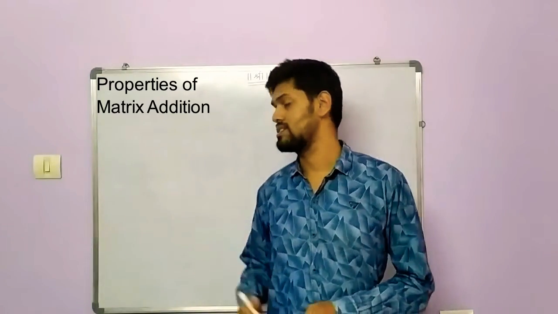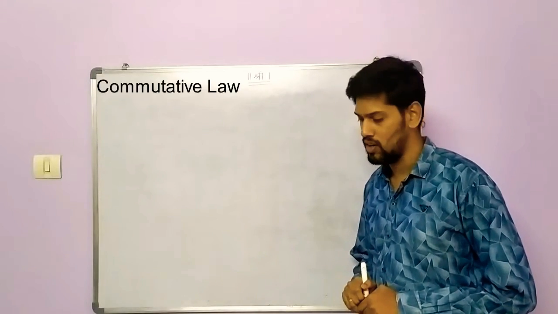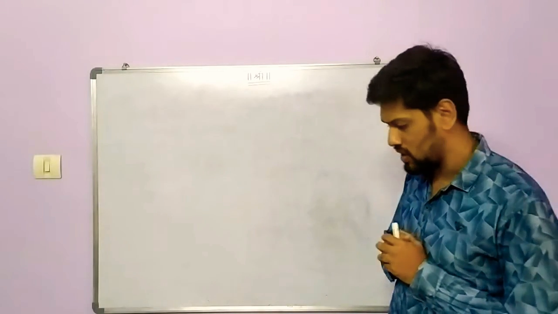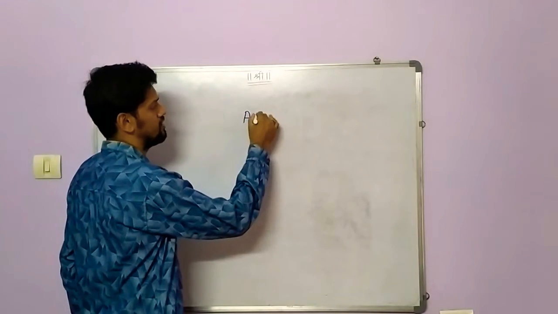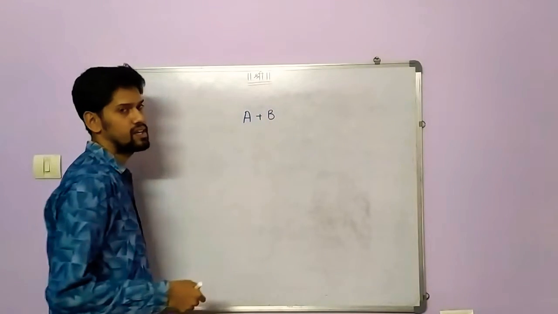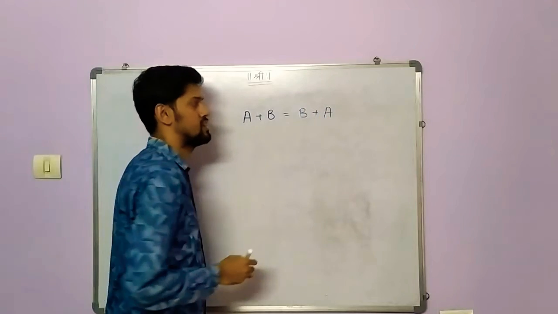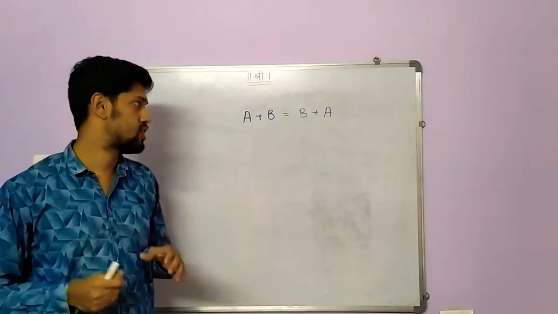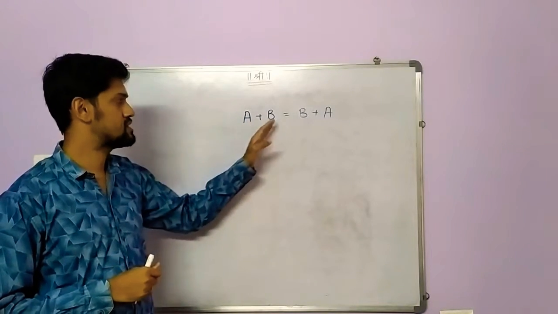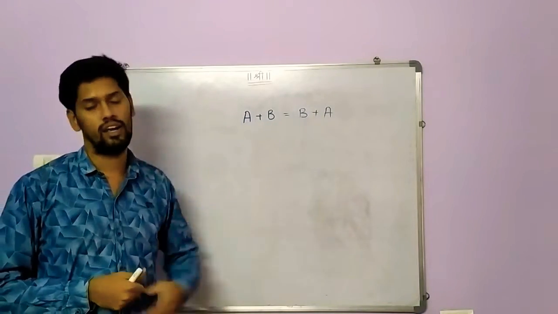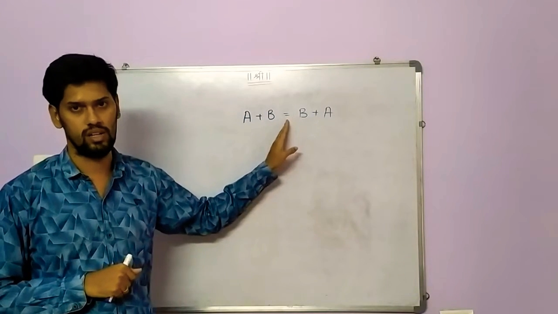Now we will see properties of matrix addition. The first property that is there is the commutative law. I am sure you have heard about this commutative law. Basically what it says is, if we add matrix B to matrix A, it is same as this. Basically what commutative law tells you is that the sequence of addition does not matter. I take A first and add B to it, or B first and add A to it, it does not make any difference. Both of these will be equal.